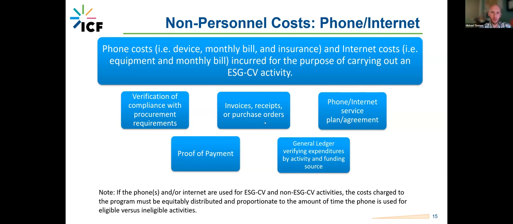And note here that if the phones and or internet are used for both ESG and non-ESG activities, then the costs charged to the program must be equitably distributed and proportionate to the amount of time that the phone is used for eligible versus ineligible activities. So that is another instance where it would be a good idea to have a memo on file determining how you have broken that time out and how you are charging a proportionate amount of those bills to your ESG grant.